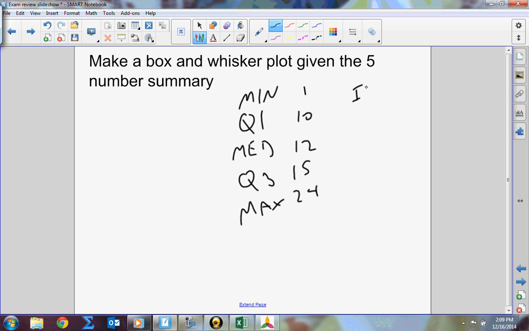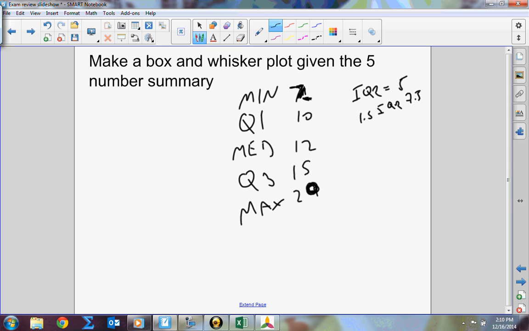So the IQR is 15 minus 10 is 5, and then 1.5 times that is 7.5. So if I go down 7.5 from Q1, I only get to 2.5, so maybe that min is an outlier. And if I go up, then that max would be an outlier given those. So I would need other values to plot. But if I didn't have any outliers, let's make that a 7. So we don't have any, and let's make this, let's see, we want to go up to 22, so we'll just kind of make that a 20.